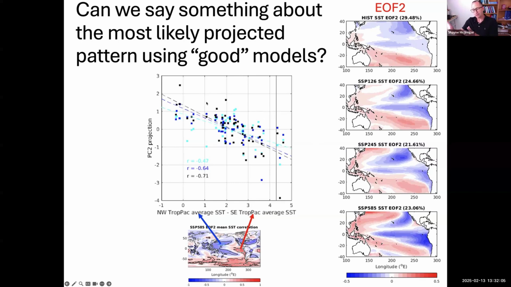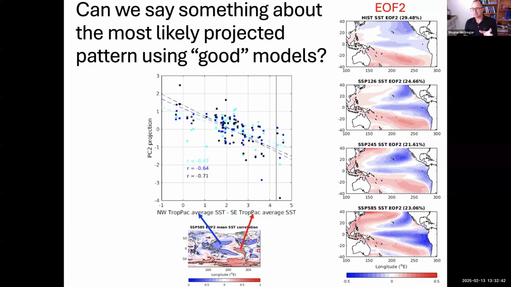So what does that mean? On the right-hand side, I have the images of EOF2. A negative projection onto EOF2 means this pattern is multiplied by a negative number, so the blue regions become red and the red regions become blue. So the models that have the background state closest to the observations will have a more El Nino-like future projection than those that have the opposite. The models further away from the observations are those that produce a La Nina-like future warming.